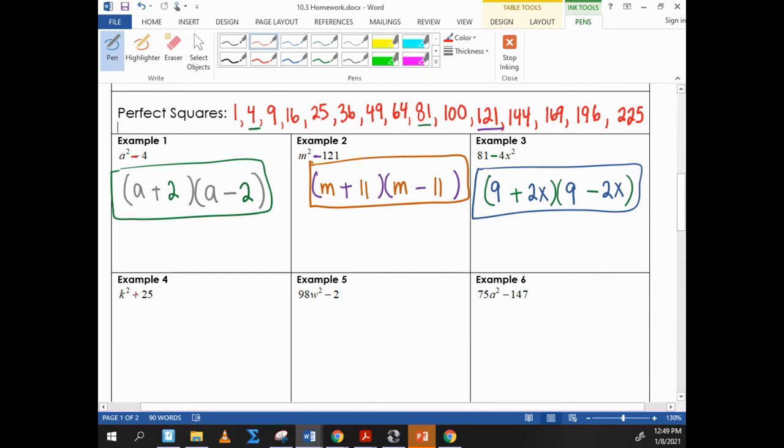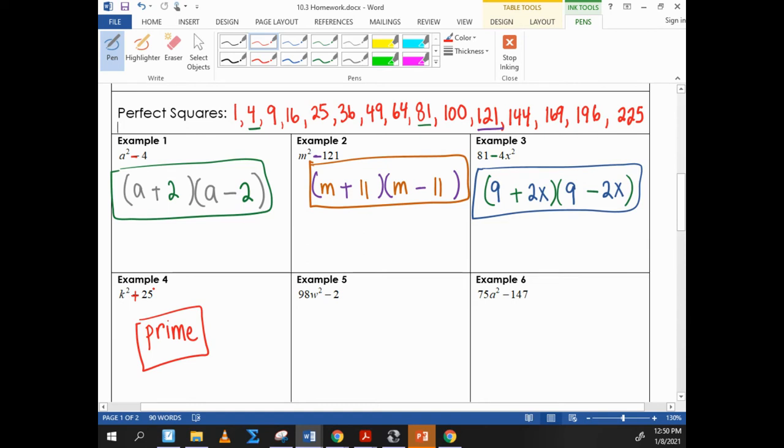Do I have a subtract sign? Oh, I don't have a subtract sign. This is a plus sign. So that means I cannot factor this. Again, it only works if it's a subtract. So if you have a plus here, you're just going to write the word prime. That means you can't factor it. That's as far as you can go, that k squared plus 25. There's not two binomials that multiply together to give me this. So it's what we call prime.